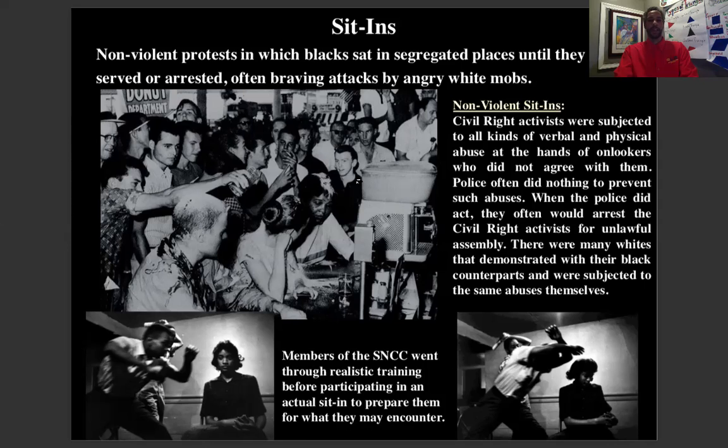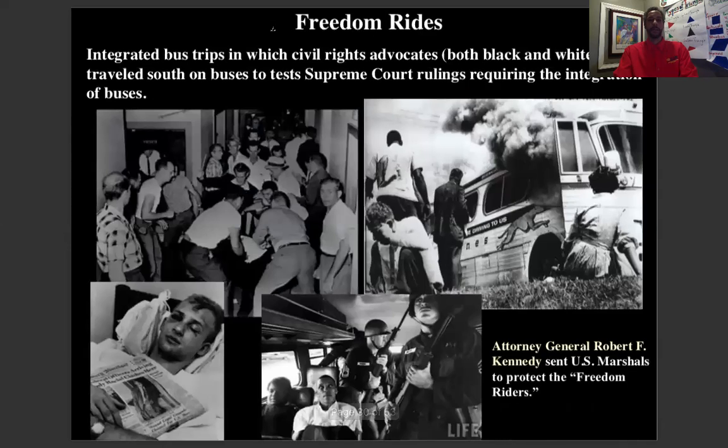They often had to train before participating in a sit-in, train for the beratement, for whatever they would endure, so that they did not respond with violence. Another form of protest was the Freedom Rides, which were integrated bus trips. Eventually, Attorney General Robert F. Kennedy had to send U.S. Marshals to protect the Freedom Riders.